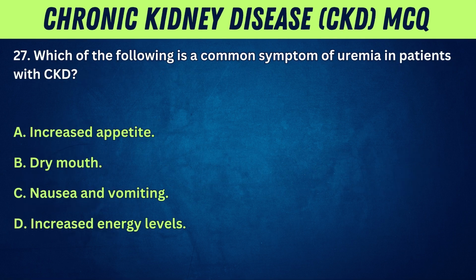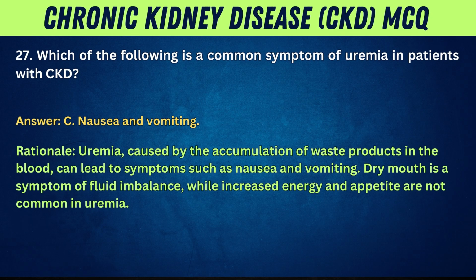27. Which of the following is a common symptom of uremia in patients with CKD? A. Increased appetite. B. Dry mouth. C. Nausea and vomiting. D. Increased energy levels. Answer: C. Nausea and vomiting. Rationale: uremia, caused by the accumulation of waste products in the blood, can lead to symptoms such as nausea and vomiting. Dry mouth is a symptom of fluid imbalance, while increased energy and appetite are not common in uremia.